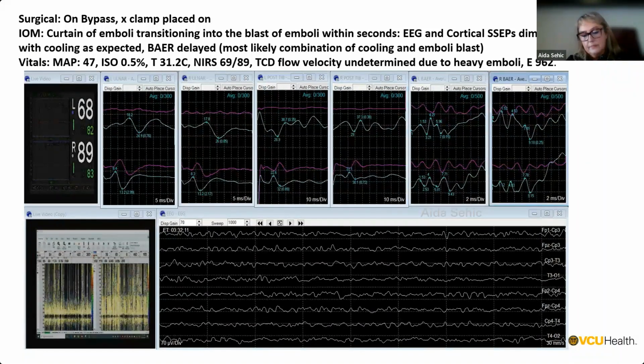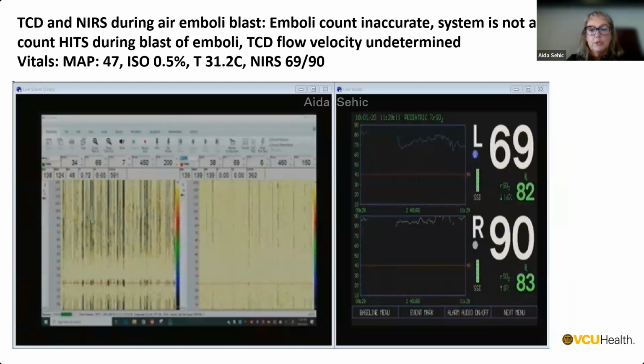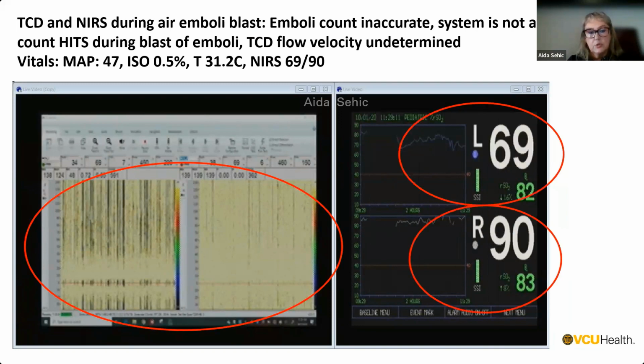Now, suddenly, we are starting to notice on TCD appearance of air emboli. At the same time, EEG and cortical SSEPs diminished and BAERs became delayed. Now, that was partly due to moderate cooling, but we assume this was also combined with appearance of air emboli. Vitals remain stable. And this is bigger picture of transcranial Doppler and near-infrared spectroscopy.